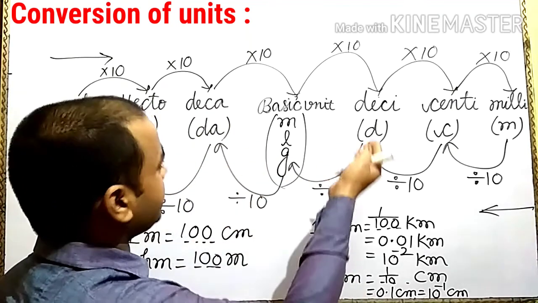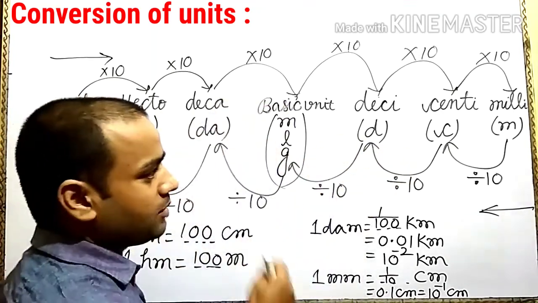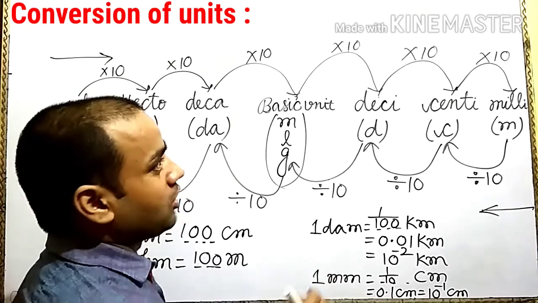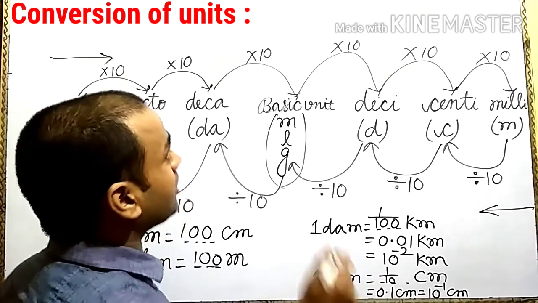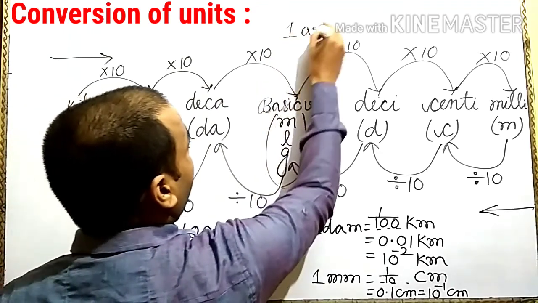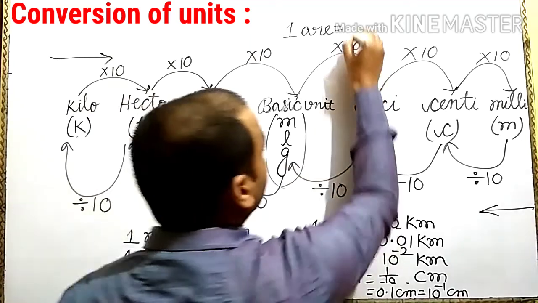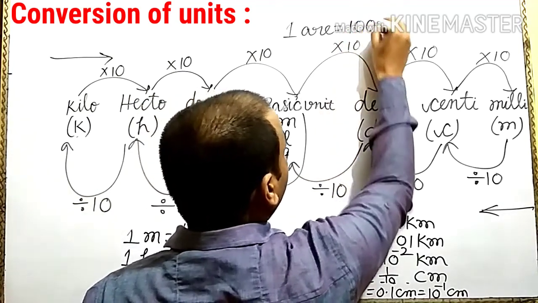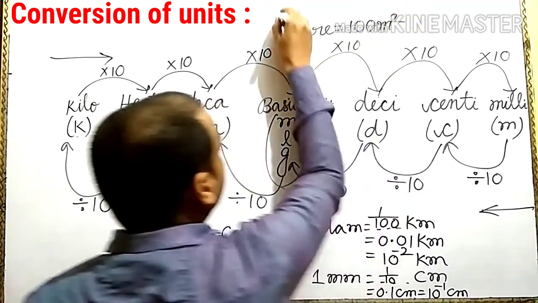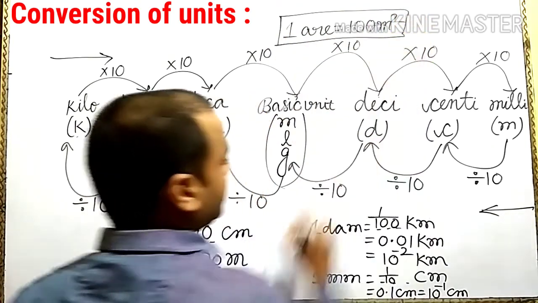How many decimeters in 1 decameter, how many centimeters is equal to 1 hectometer. Practice at home. And two other units, remember 1 are. Remember always, 1 are is equal to 100 square meter.